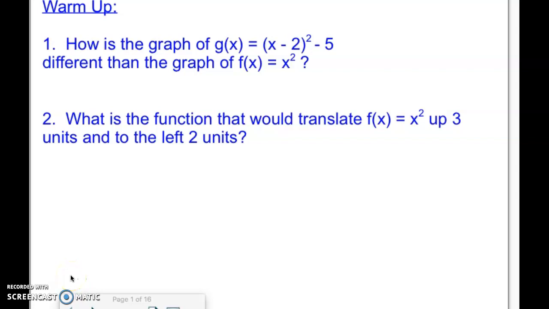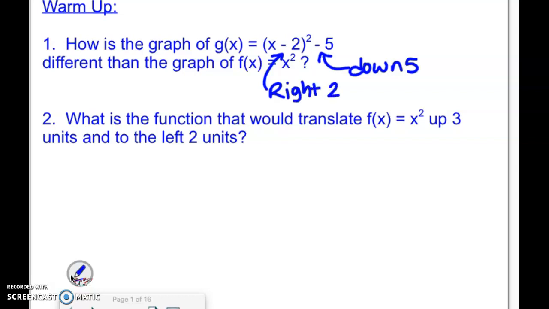Kind of refresh your memory on what we did last Friday, a little bit of review of transformations. Different from the parent function x squared, you want to look for, okay, where are these things going to move? Subtract 5 on the outside is going to move down 5. And if you have a -2 on the inside of the parentheses, that's right 2. If you always want to check, you can check on your graphing calculator.